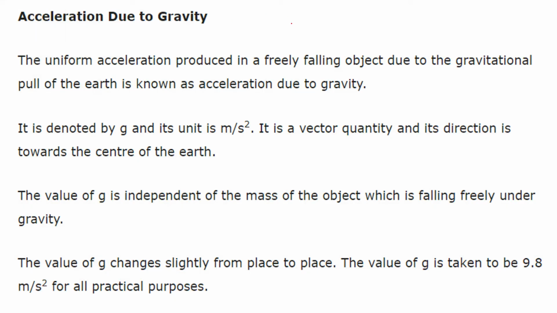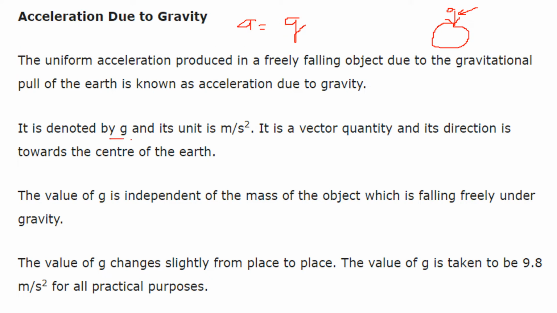Acceleration due to gravity, small g. We'll come across this g very often in various calculations. The uniform acceleration produced in a freely falling object due to gravitational pull of the earth is known as acceleration due to gravity. If this is earth and some body is being dropped, then the acceleration which this body feels is a, which is equivalent to g, that is gravity.